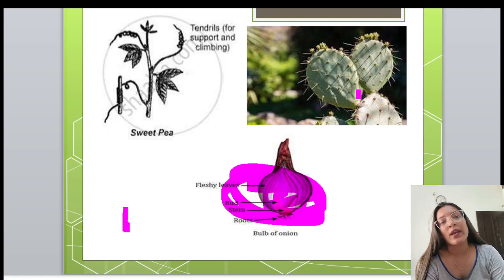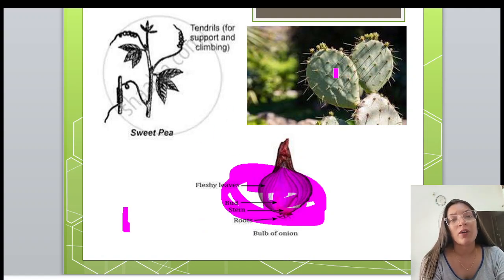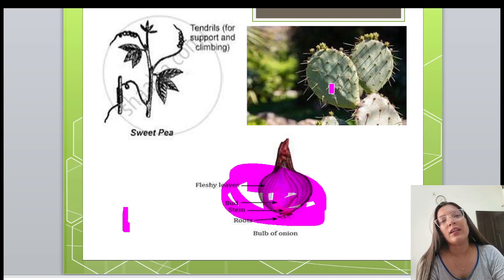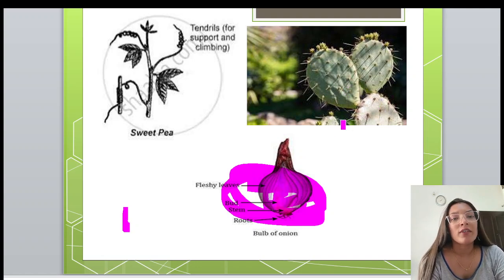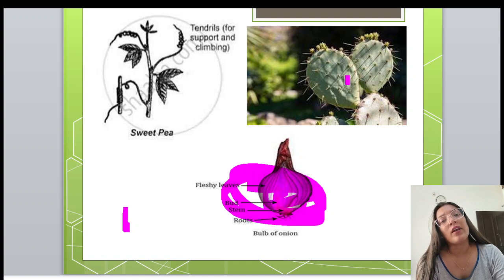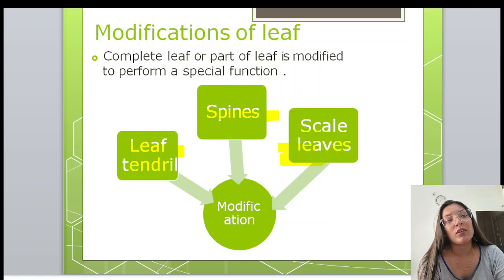Similarly, in the case of spines, we have discussed it in one more lecture, where I was telling that in desert areas the water availability is very less. So the leaves of the cactus plants have been modified to form spines, because we just studied that leaves lose water due to transpiration. So they are modified into spines, and these spines reduce the water loss. So this is your second modification, that is spine. We are done with the scale leaves, and then we are done with the spines.